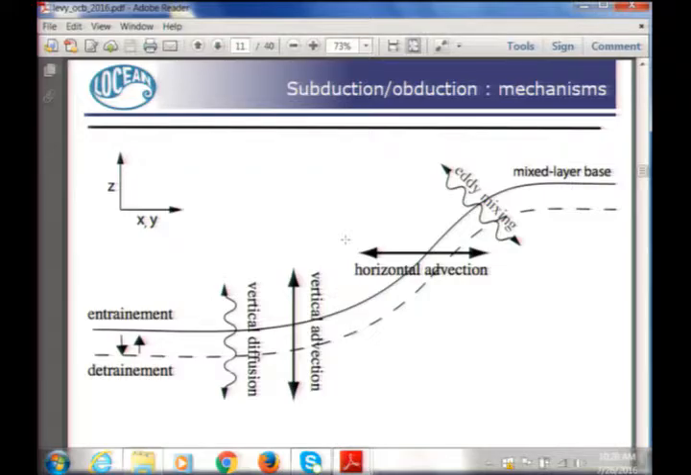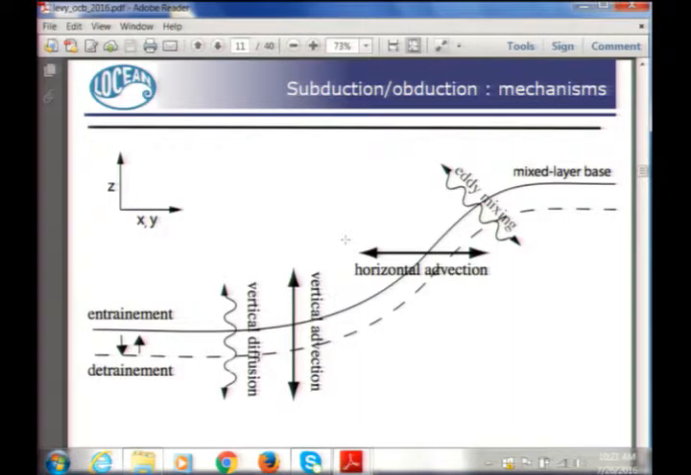There are a number of physical processes, all of them. You can either entrain or detrain, so you change the depth of your mixed layer. You can have vertical diffusion at the base of your mixed layer. You can have vertical advection across the mixed layer. You can have horizontal advection across the horizontal gradients of this mixed layer. And you can have eddy mixing, the role of eddies. And I'm going to look at these processes.